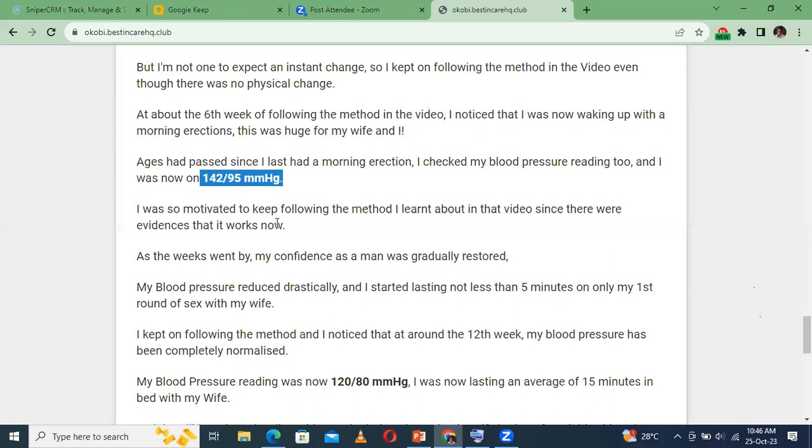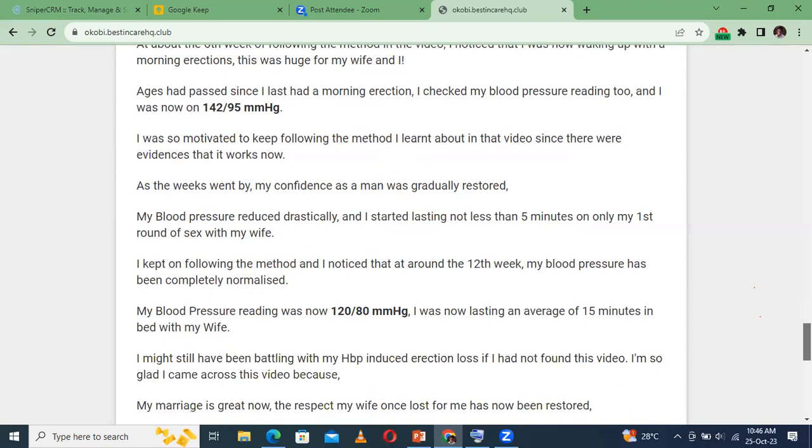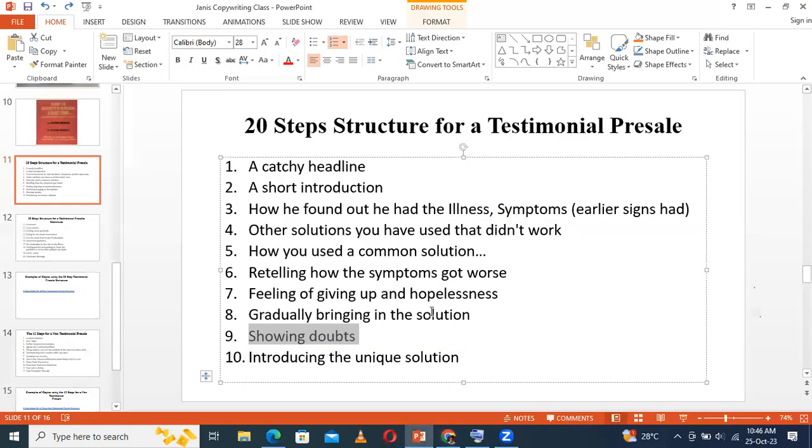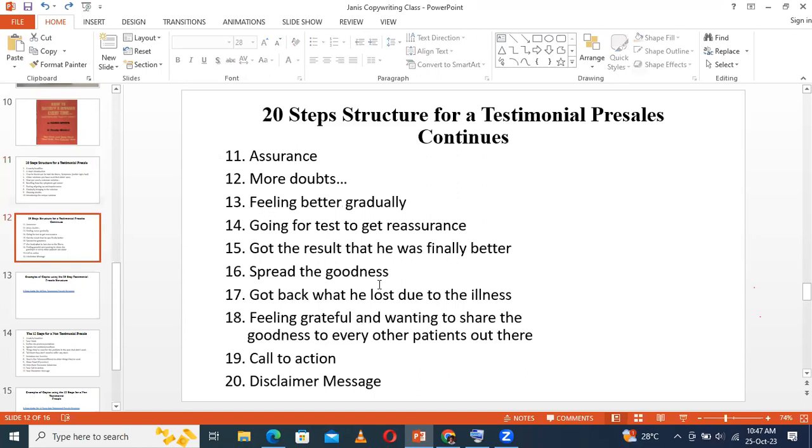I was so motivated to keep following the method I learned about in the video, since there was evidence that it works now. As the weeks went by, my confidence as a man was gradually restored. Let me see the number we are now. If you notice, I skipped introducing the unique solution and just left it at bringing in a solution. So I also skipped that. Let's go on.